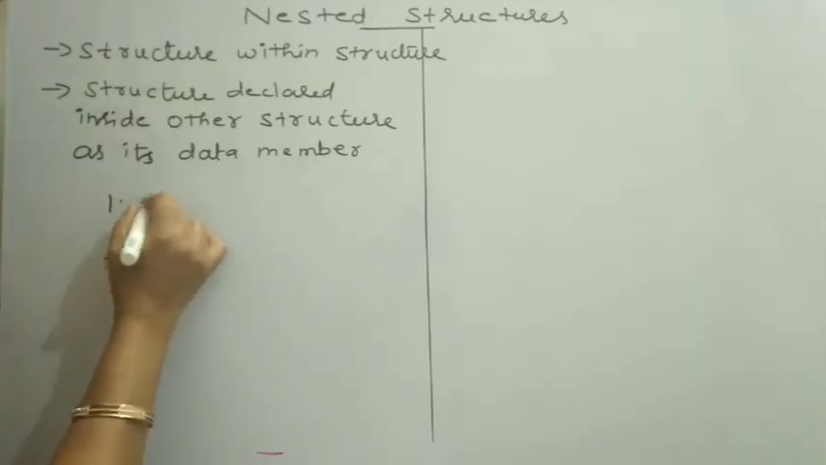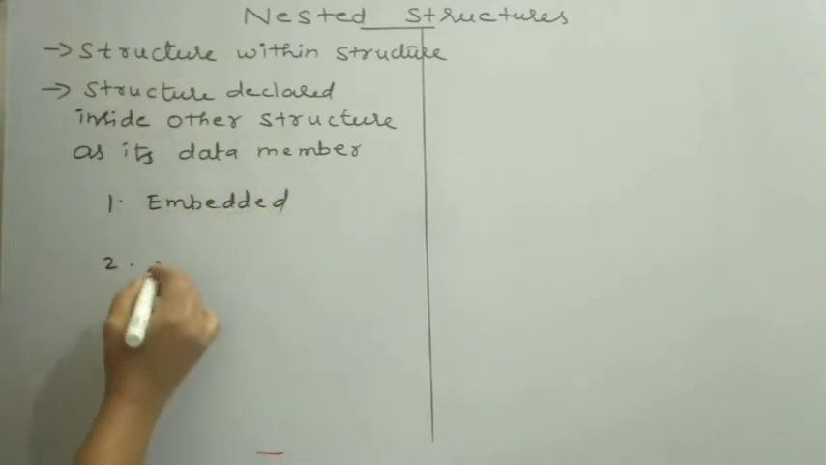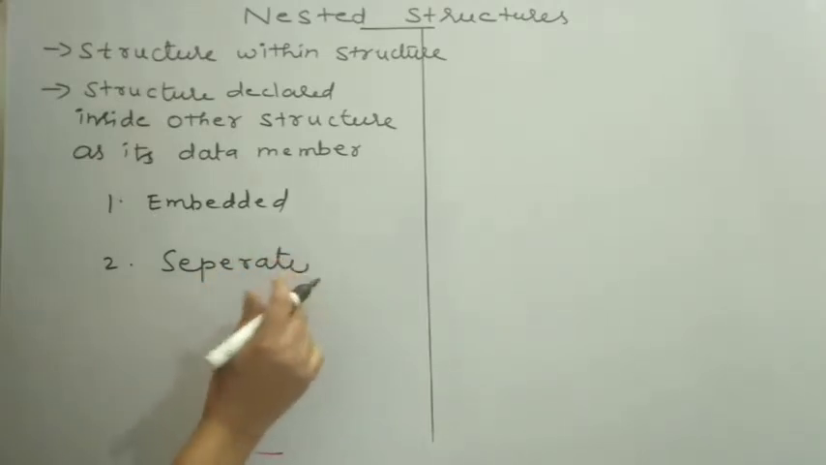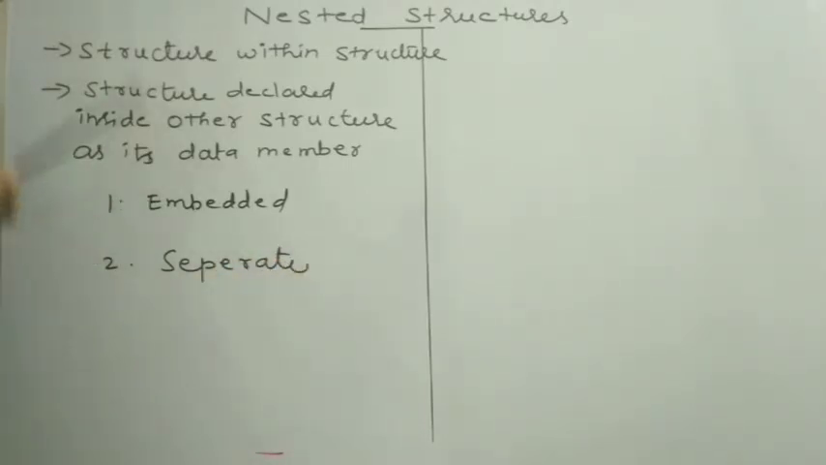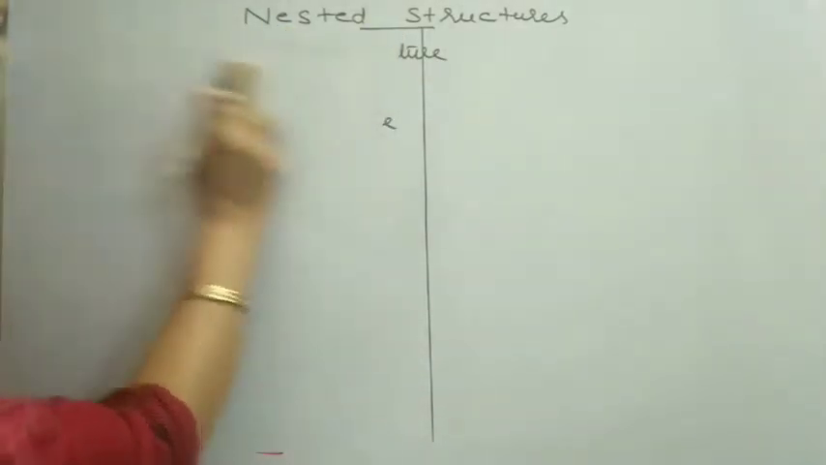One is embedded structure, the other one is separate structure. Using these two methods, we are able to define our nested structure. Let me explain what the embedded structure and separate structure methods are for defining a nested structure.